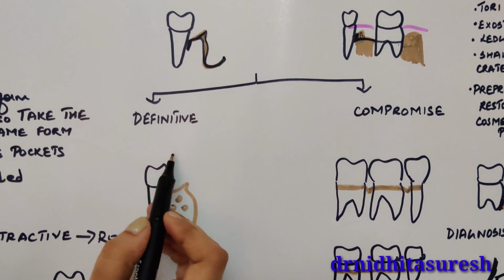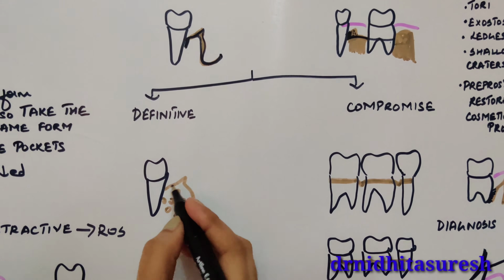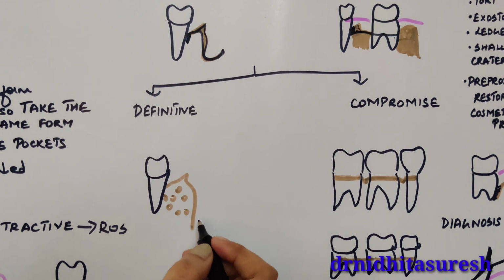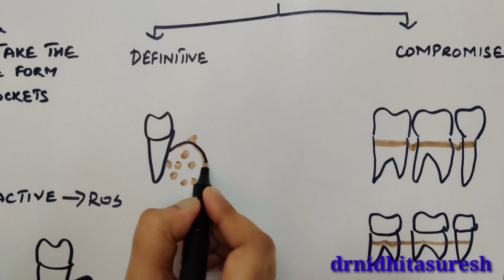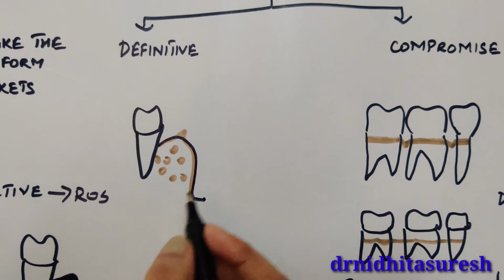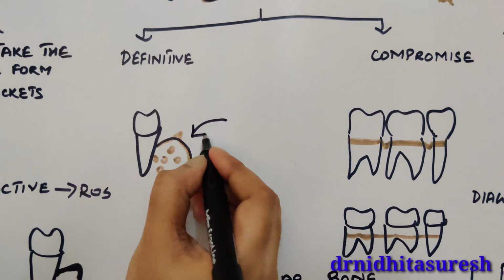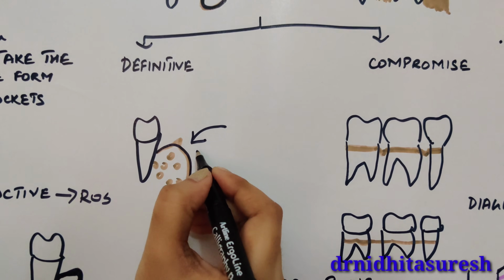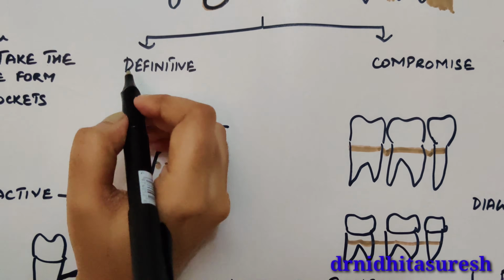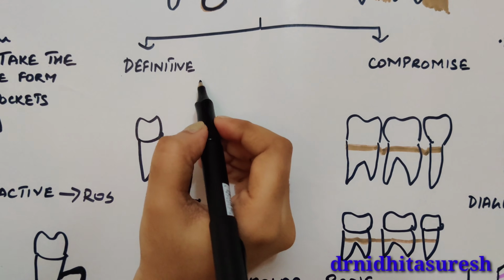See, definitive osseous surgery, again to the same example, there is a ledge which is present here. Okay, and you are doing the osseous recontouring and you are correcting it. Okay, but any further osseous recontouring you do here is not going to improve your final result. Okay, that is called definitive osseous surgery.